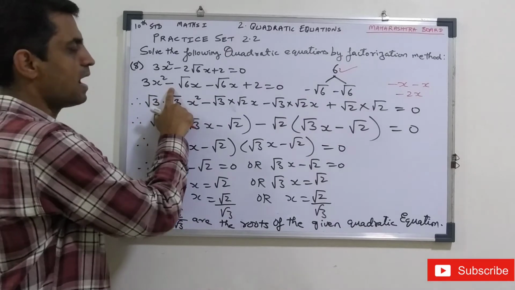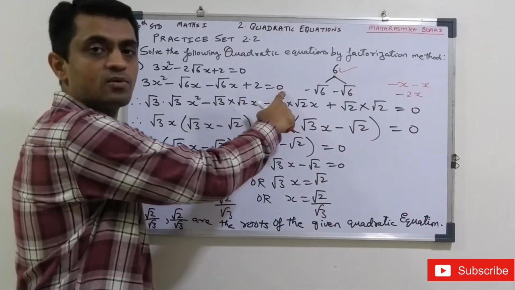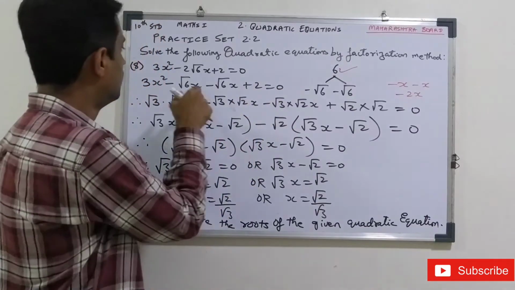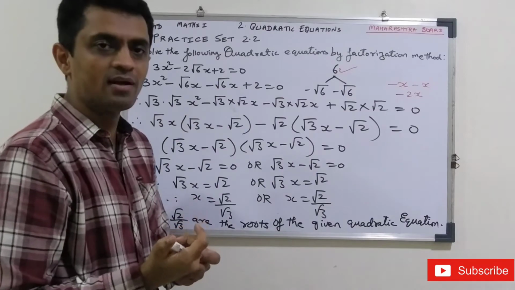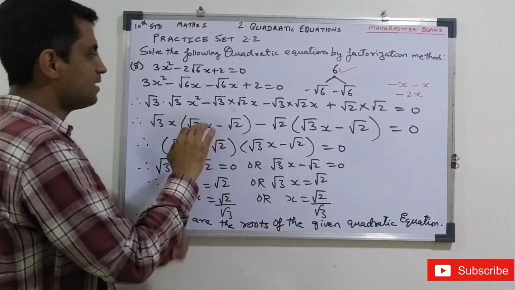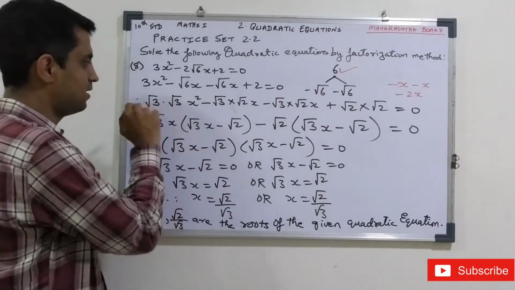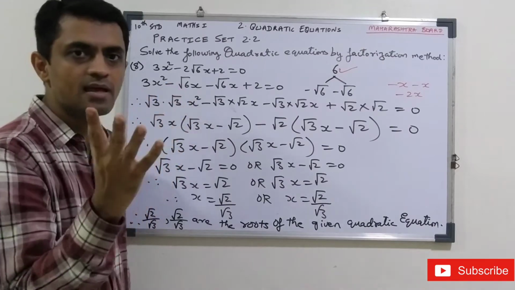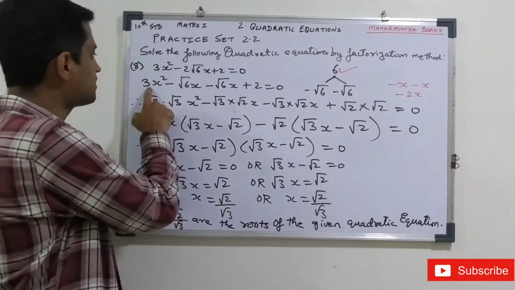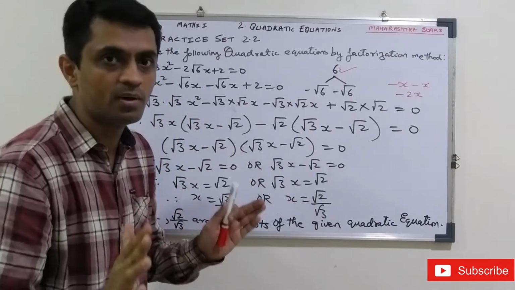3x square minus root 6x minus root 6x plus 2 is equal to 0. Now, from here, you can't take out common directly. So what we did here, we wrote it in some other way. The meaning will not change. Why? See here, 3 can be written as root 3 into root 3. Yes, because root 3 into root 3 is 3. We are not changing the meaning of the sum, we are just doing it to take out common.